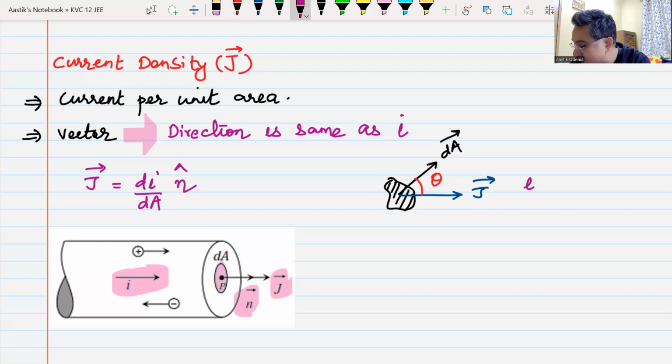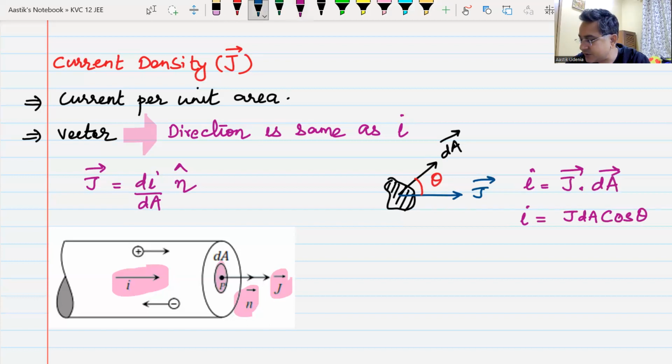Your legendary current can be written as J dot dA, or it can be written as J into dA into cos theta, where theta is the angle between J and dA.